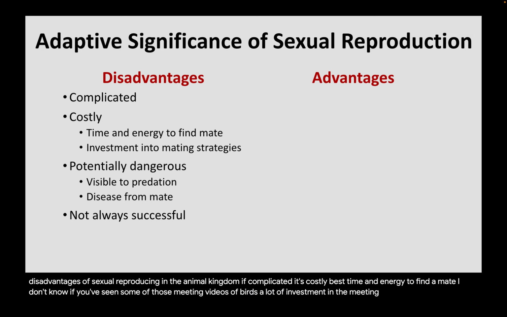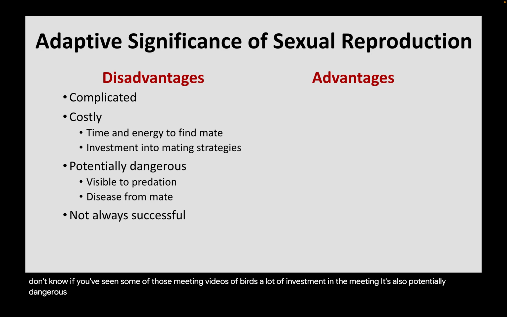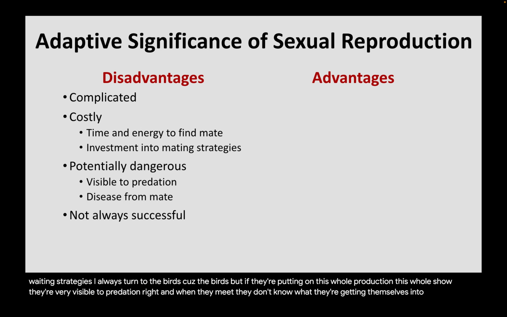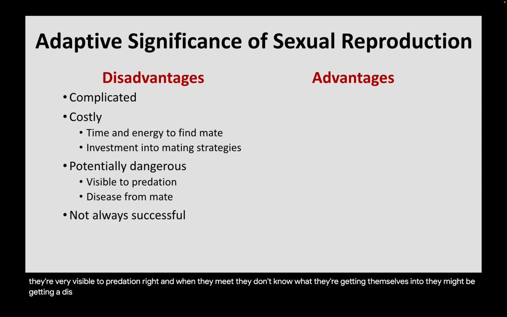It's also potentially dangerous. When you're putting yourself out there to find a mate, you're visible to predation. Think about all those mating strategies. I always turn to the birds because the birds just have these elaborate dances in the tropics. But if they're putting on this whole production, this whole show, they're very visible to predation. And when they mate, they don't know what they're getting themselves into. They might be getting a disease from their mate. There are potentially dangerous mechanisms at play.